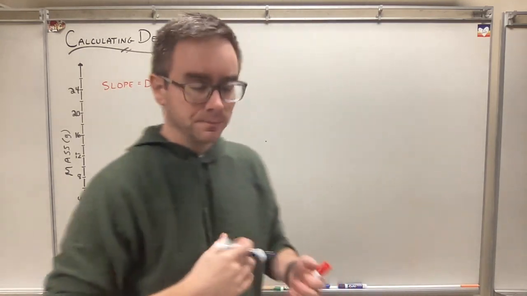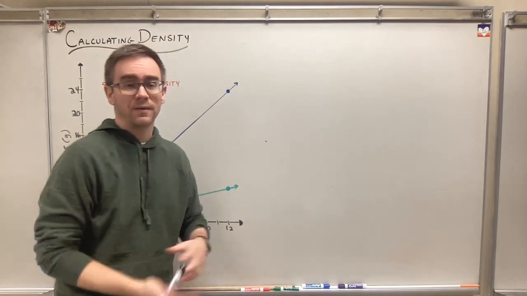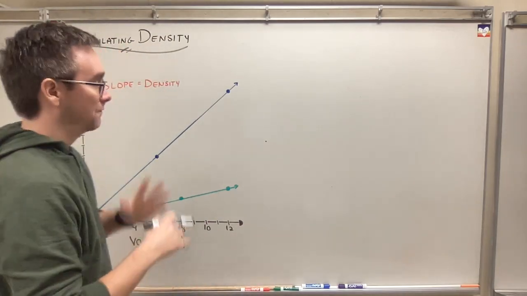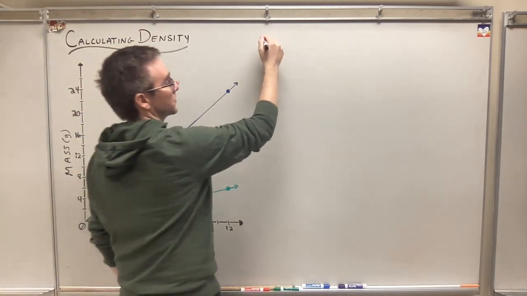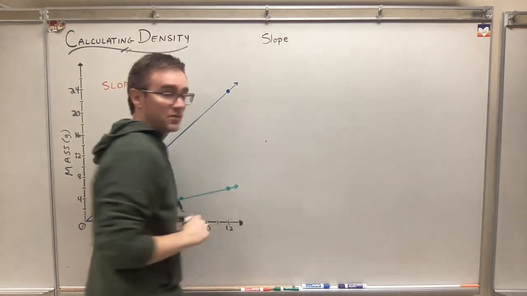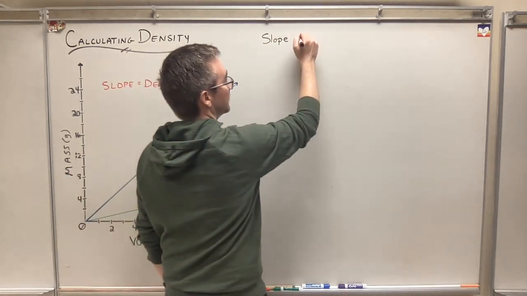So let's first start this from a very math perspective. We know from Algebra 1, actually we know this part from middle school, that the slope of a line is essentially rise over run.